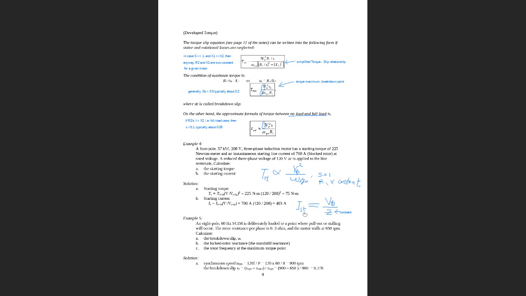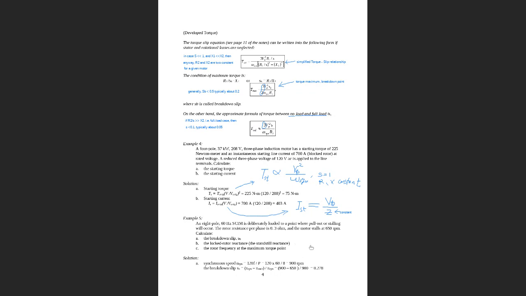The starting current is proportional to the voltage over the impedance. The impedance is usually constant for a given motor at the moment of starting. So that's why we have this, and that's the meaning of it. Example 4 is about starting issues.